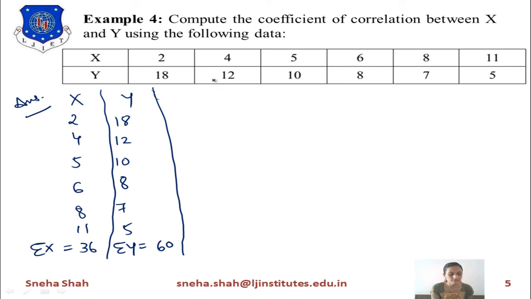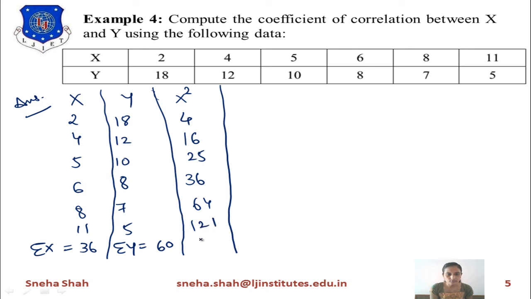Now the next term we will be finding is x square. The value of x square: 2 square equals 4, 4 square equals 16, 5 square equals 25, 6 square equals 36, 8 square equals 64, 11 square equals 121. And if we add all these terms, it will give us the answer of summation of x square, which equals 266.